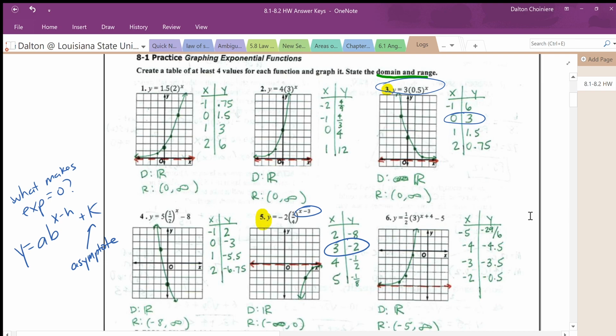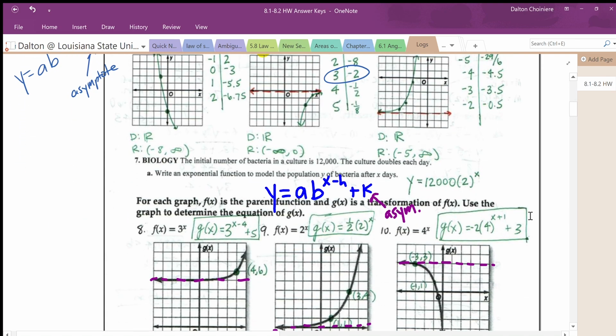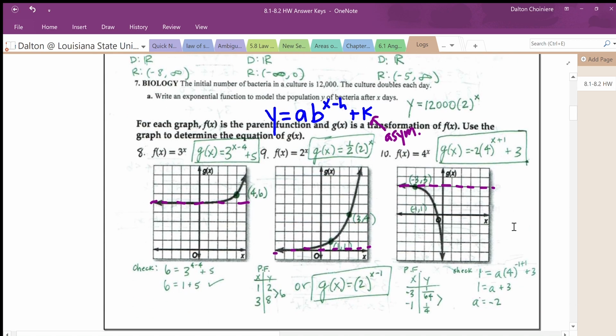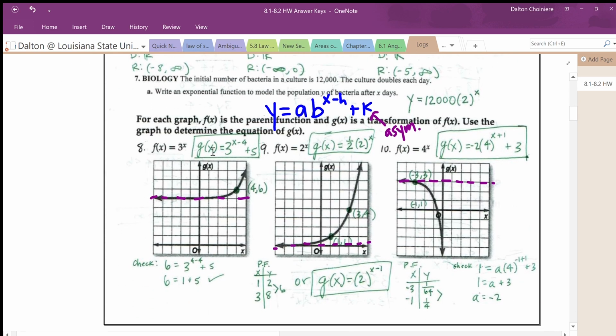Next section, I know these were a lot tougher going backwards, and some of you skipped them altogether, which shame on you. You shouldn't skip anything, because again, the least you could have done was recognize where the asymptotes are. For number 8, the asymptote here is up here at 5, which means we know that the k value is going to be +5. Number 9, asymptote is at 0. 10, asymptote is at 3. So you could have gone there. The main thing that you need to do for these is recognize the dilations.